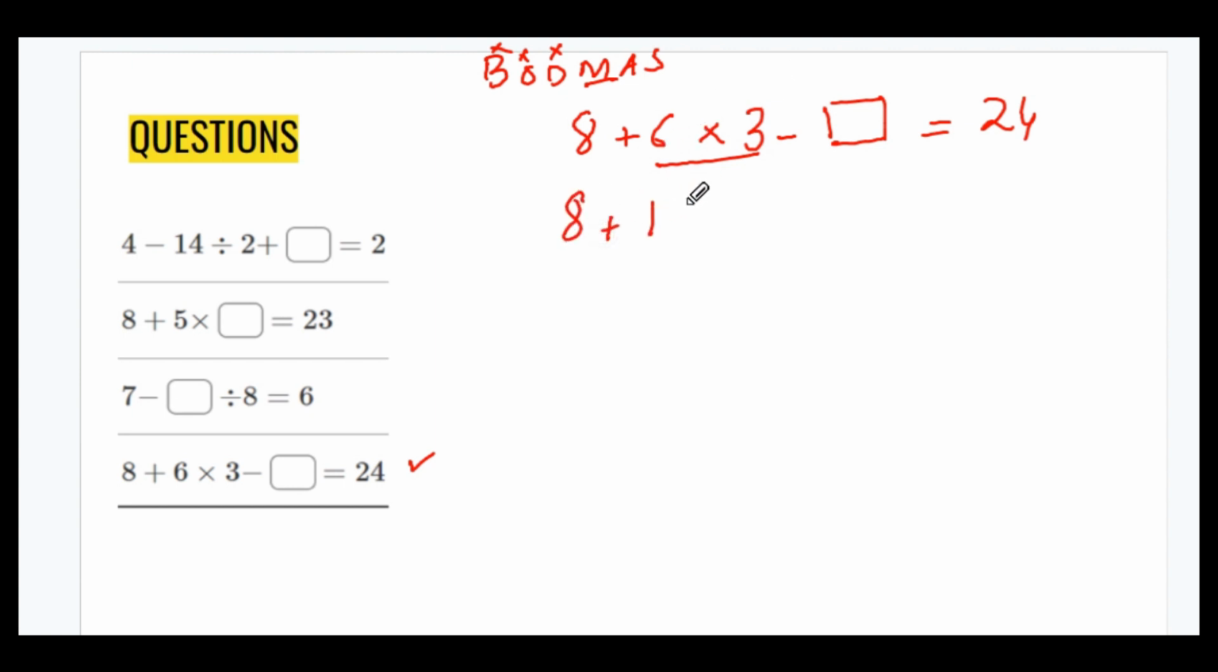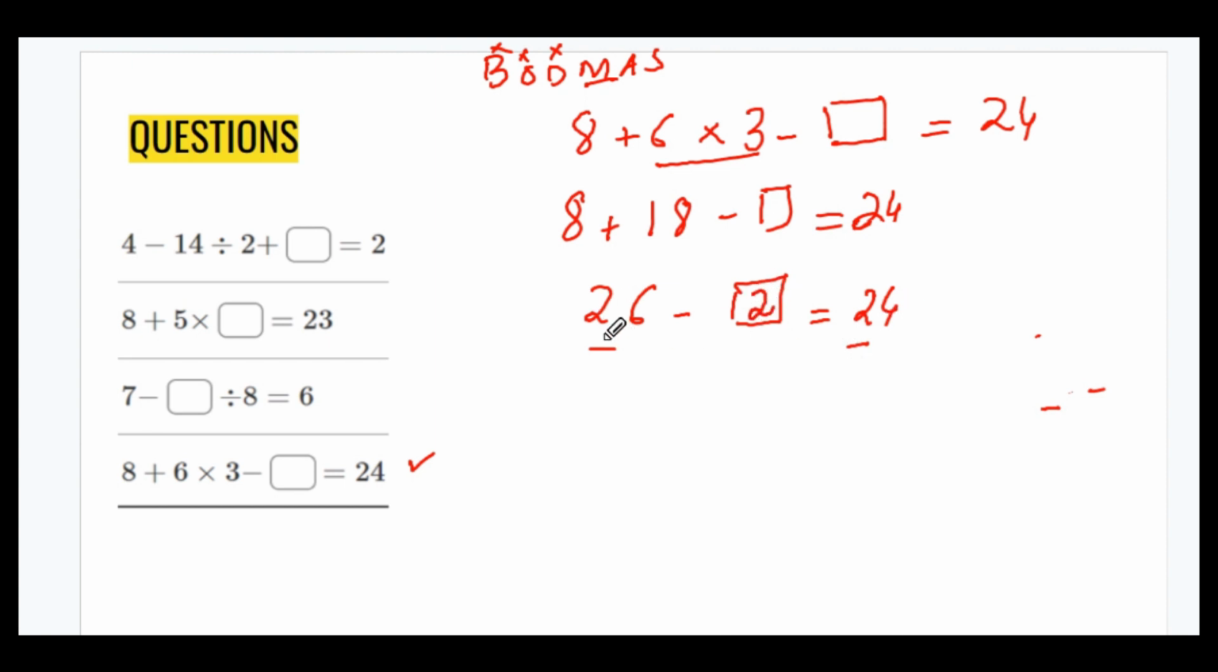6 times 3 is 18. Okay, just copying down the other things. 8 plus 18 will give you 26. So now again you can do this yourself, that is 26 minus which number will give you 24. For this, you have to do 26 take away 24, which will give you 2. So you know that 26 minus 2 equals 24 is your answer.